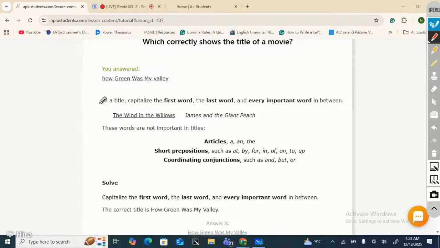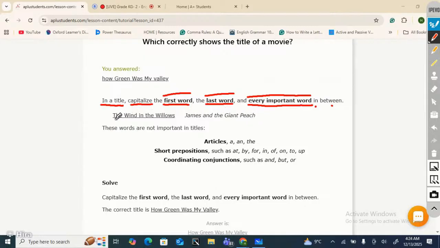In a title, capitalize the first word, the last word, and every important word in between. How do we use capital letters in titles? Capitalize the first word, the last word, and every important word in between. This is a title: The Wind in the Willows. This is another title: James and the Giant Peach.